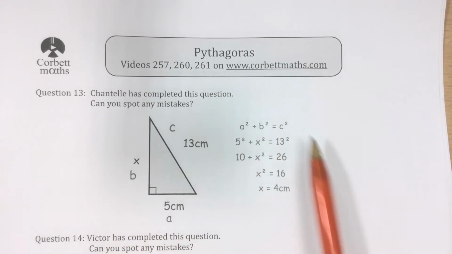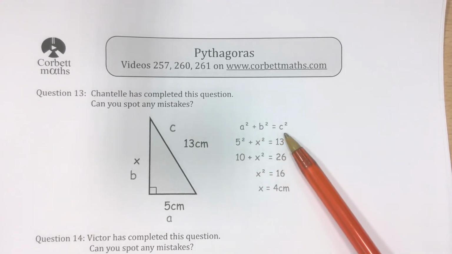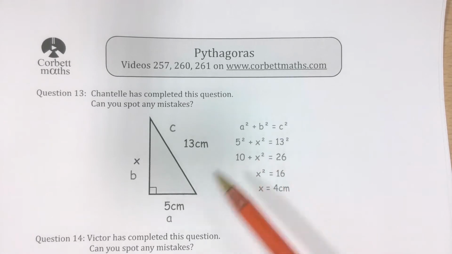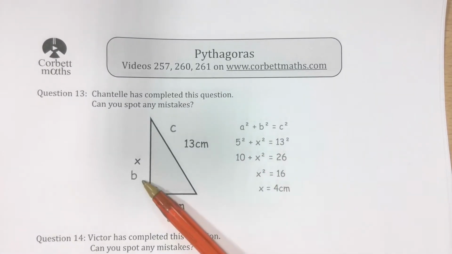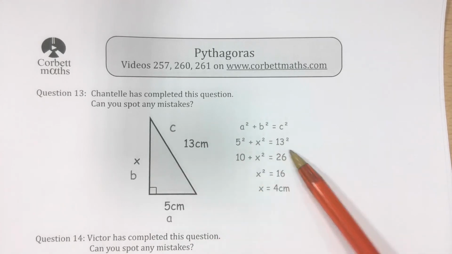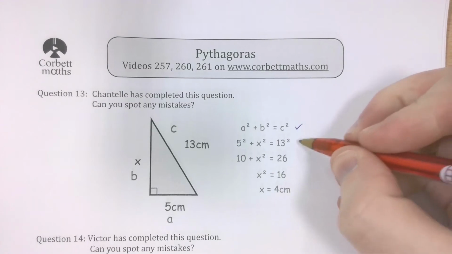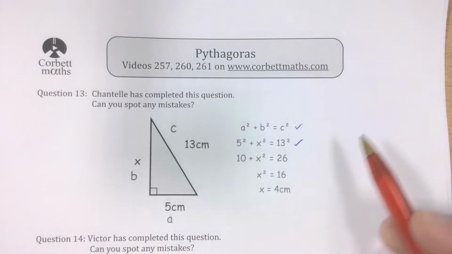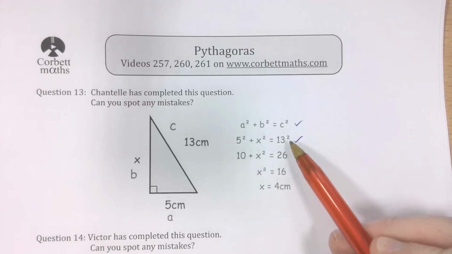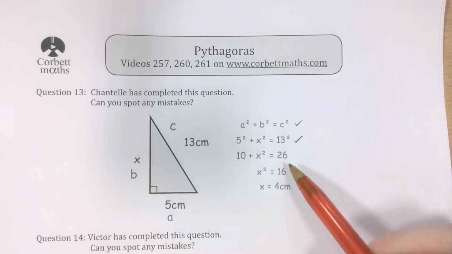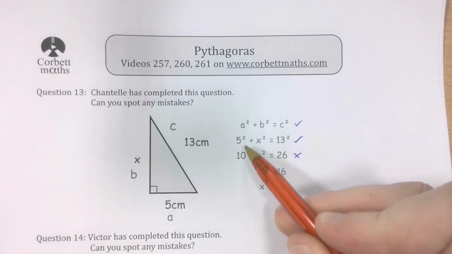Are there any mistakes in this working? a squared plus b squared equals c squared. Well, that's Pythagoras' Theorem. That's fine. 5 squared, if that's length a, plus x squared, if that's length b, equals 13 squared, if that's c. Well, that line seems okay. Let me just tick these as we're going. So 5 squared being 10 and 13 squared. Hang on a minute. That isn't right. Squaring 5 doesn't give me 10.